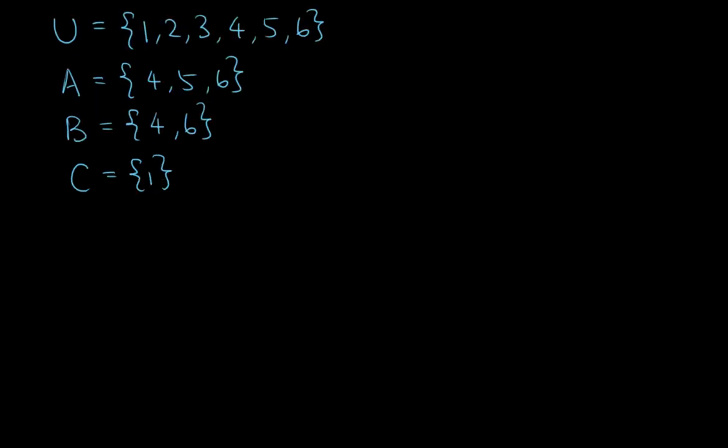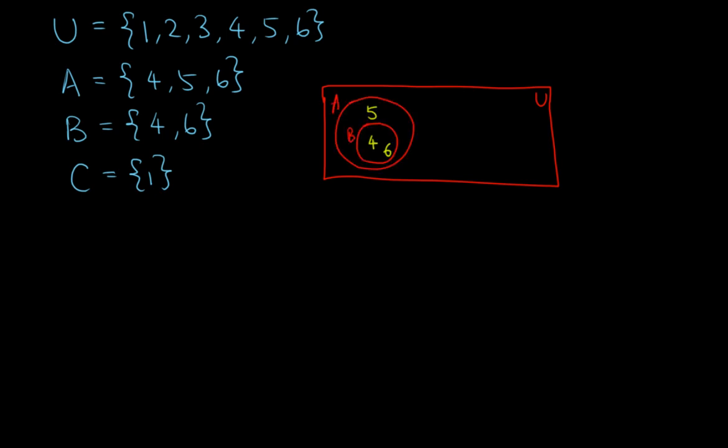Let's consider more examples. With the same universal set U, suppose we have sets A, B, and C with these elements. In practice, we should always look for any element which appears in more than one set, because it will affect the relative positions of the circles. We see that 4 and 6, namely the elements of B, both lie in A. This means that the circle representing B should lie entirely inside the circle representing A.